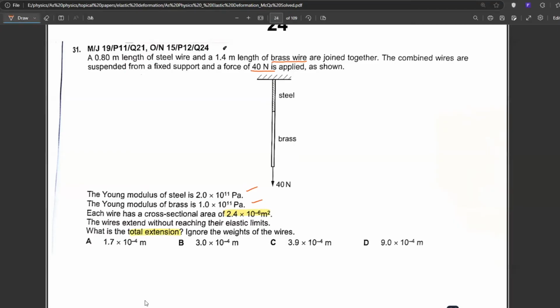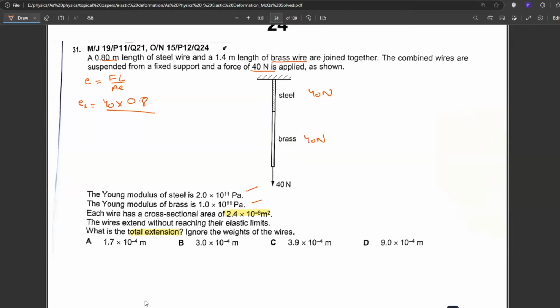Perfect. So you have to calculate the total extension. First of all, visualize that extension has a formula of what? Force into length divided by area into Young's modulus. Perfect. What is the force here? 40 Newton, 40 Newton. Perfect. First of all, let's calculate the extension of steel. What is the force on steel? 40. What is the length of the steel wire? 0.8.